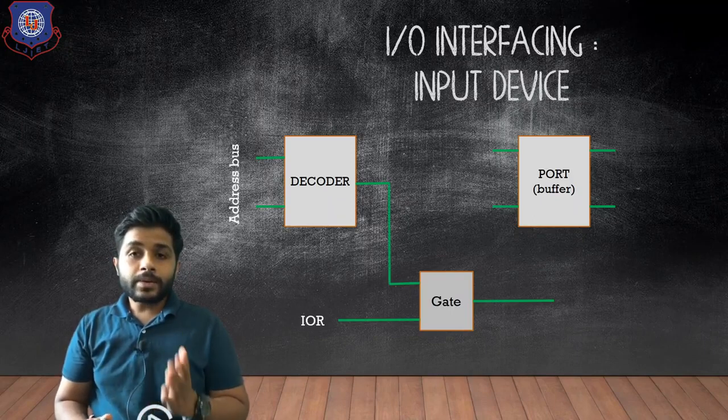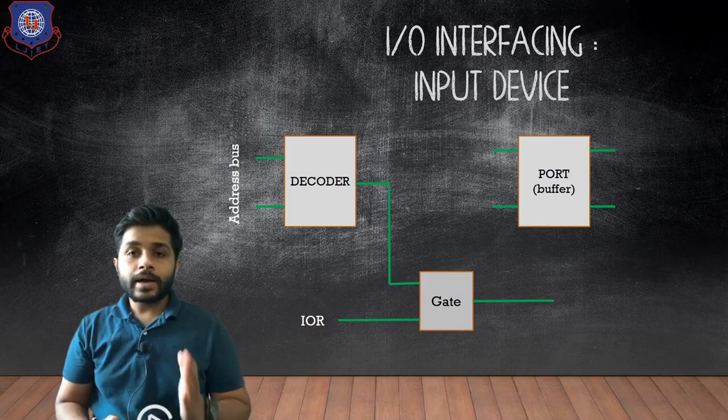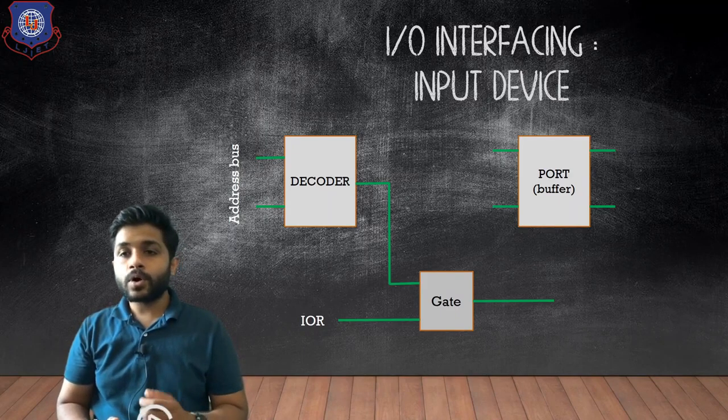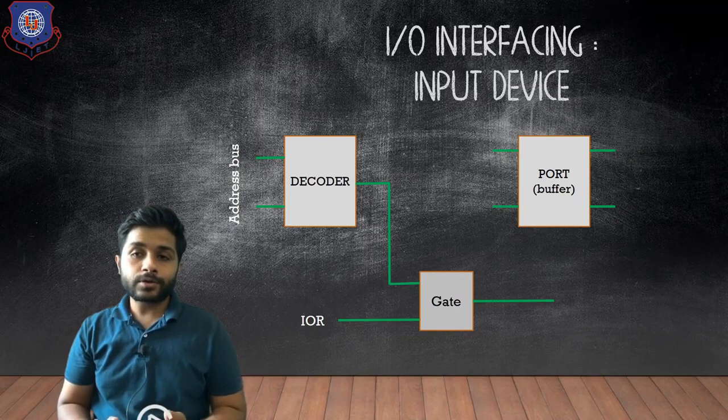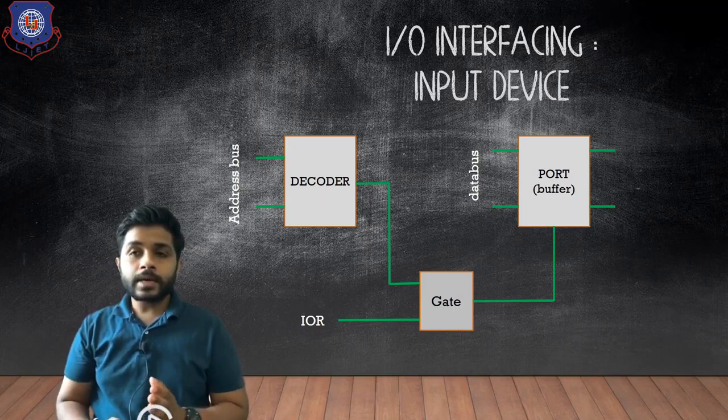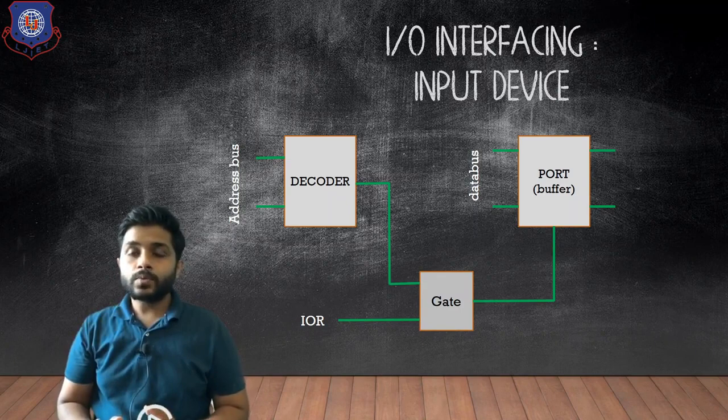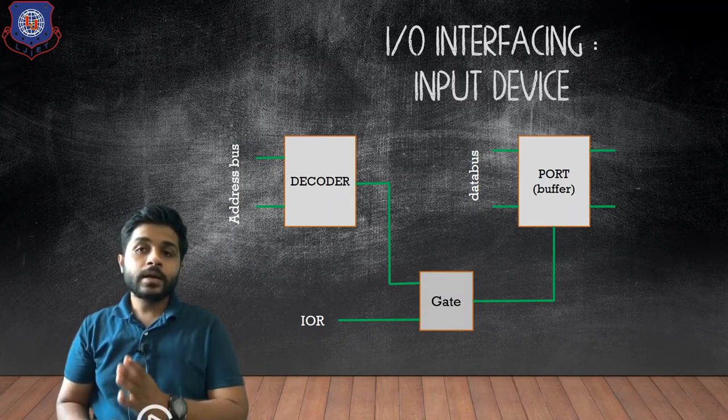Now, the input of the decoder is the address bus and the output of the decoder will be connected to one input of the gate. The other input of the gate is the input-output read control signal, and the output of the gate will be connected to the port. You can see that in the port, one side is the data bus which originates from the microprocessor, and on the other side the input devices will be connected.